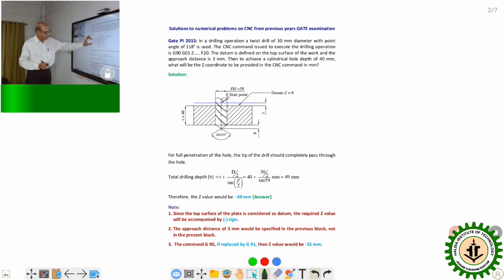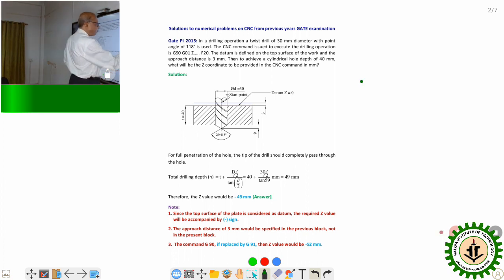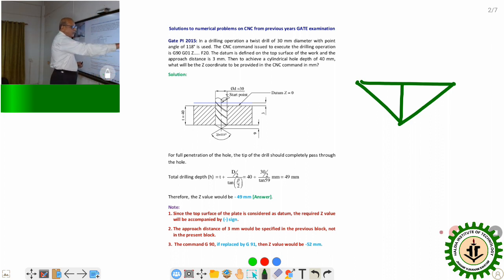After that, it is supposed to cover this 40 millimeter and this additional vertical amount of 30 by 2 divided by tan 59. So if you focus your attention toward this tool geometry, it is something like that. So this total included angle is 118 degree. So on one side, this will be 59 degree.